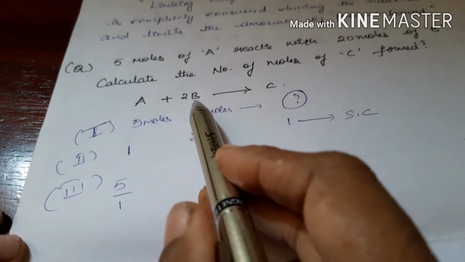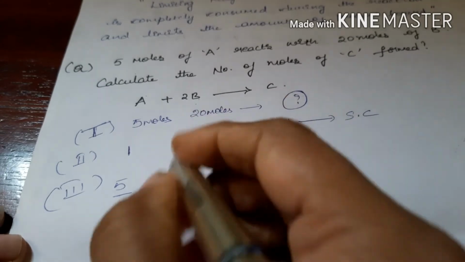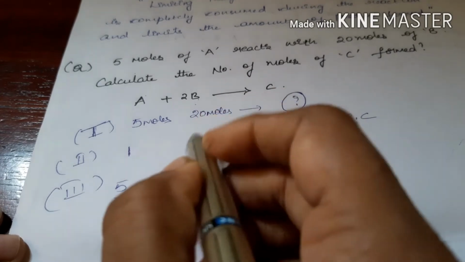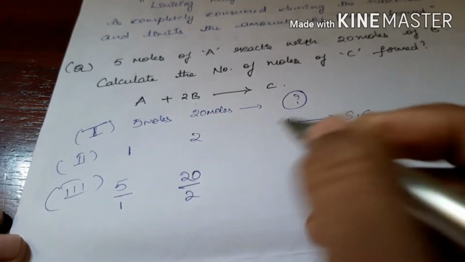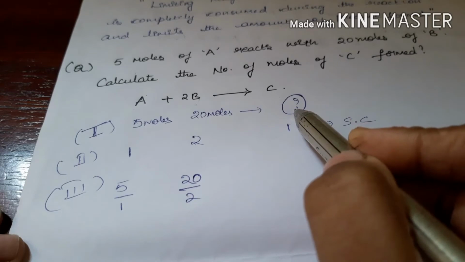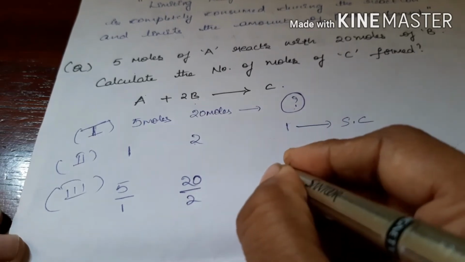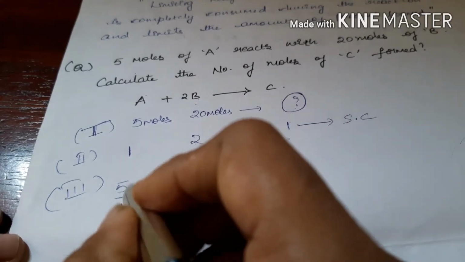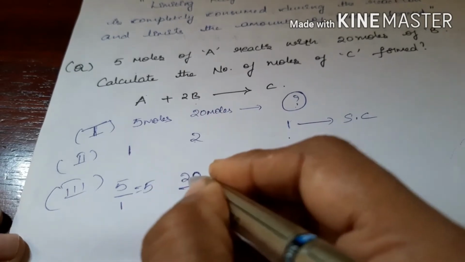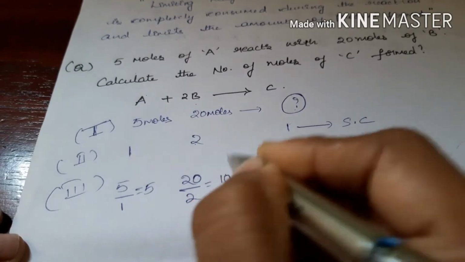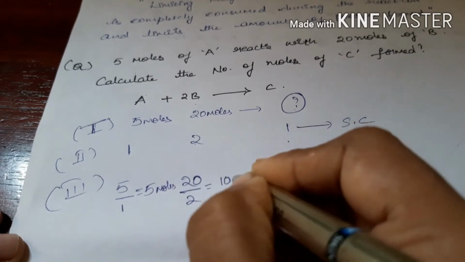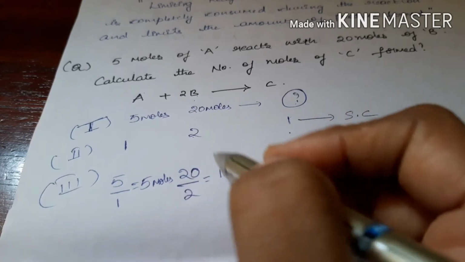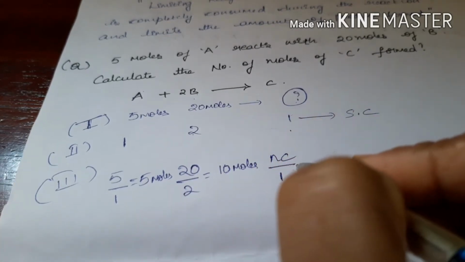Again, for B, the number of moles is 20 by stoichiometric coefficient 2. For C, the number of moles we don't know, that means Nc, and the stoichiometric coefficient is 1. Here 5 by 1 is nothing but 5, and 20 by 2 is nothing but 10. That means 5 moles of A reacts with 10 moles of B to give some product C.